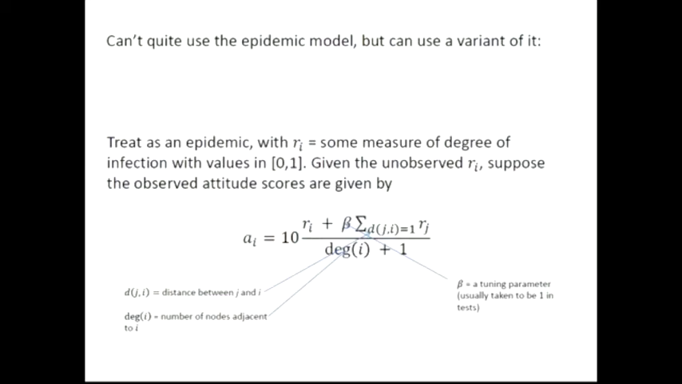We assume we have some measure of degree of infection with values in the interval from 0 to 1 for each of the nodes in our network. Then we assume the attitude scores are given by something like this, where your attitude depends both on how infected you are and how infected your neighbors are. Those have been normalized, and they lie in the range from 0 to 10, which is what we wanted. So you find these r_i, which are sort of latent information, and then reconstruct the attitude scores from those. This will give you an attitude score for every node, not just the ones you already had. You choose the r_i in such a way that they generate the attitude scores that you have, and then from the same r_i, you try and reconstruct the attitude scores of the nodes for which the attitude is missing.